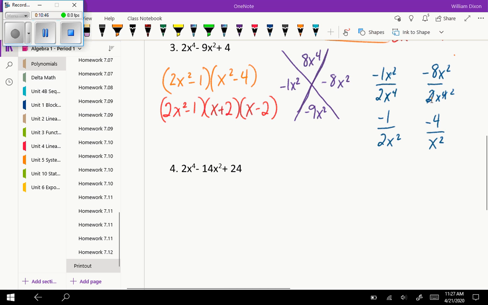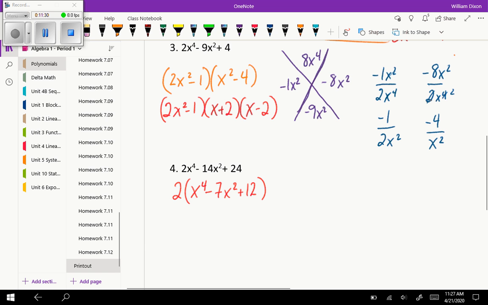So the first thing I'm going to look for is the greatest common factor. Is there a greatest common factor between 2, 14, and 24? And you should say yes, it is 2. So I take the 2 out. Once I do that, I have to divide that into each term in the trinomial. So when I divide it into the first term, I'm left with x to the fourth. When I divide it into the second term, I'm left with negative 7x squared. And when I divide it into the third term, I'm left with 12. So we want to factor that trinomial completely. So I have x to the fourth minus 7x squared plus 12.